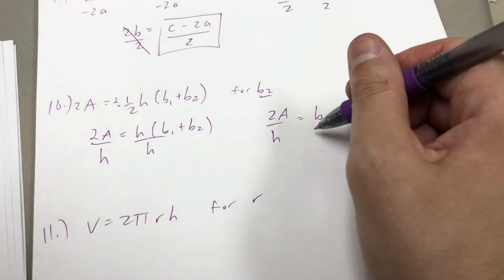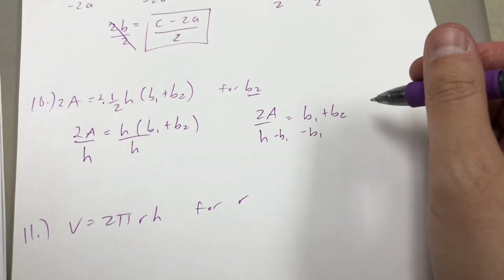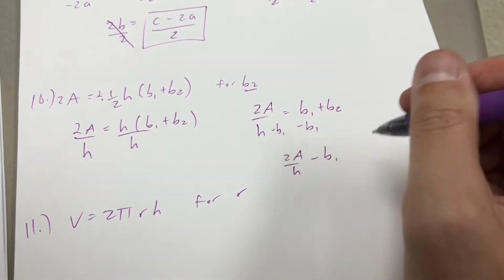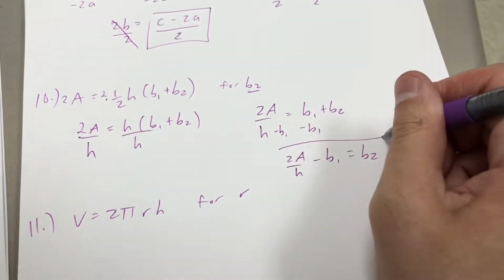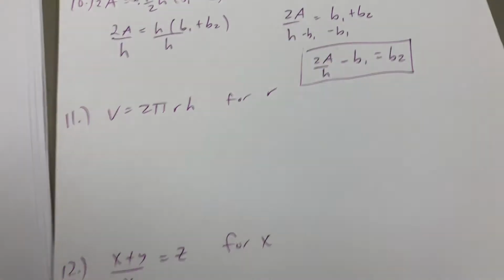And then at this point, we can subtract b1 from both sides. And I didn't set that up very well, I apologize for that. We ended up with 2a over h minus b sub 1 is equal to b sub 2. And again, it could be written a few different ways, but that's a good one.